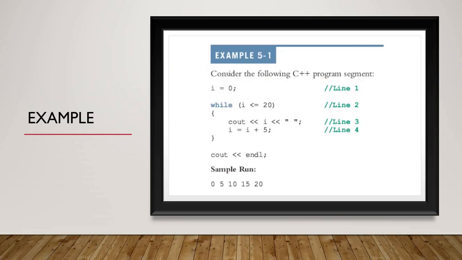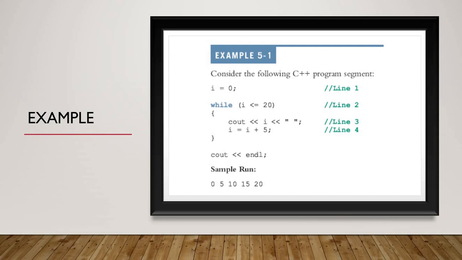For example, let's look at this one. I equal to 0, so I will be initialized to 0, and then we have the condition: the keyword while, and in brackets we have I less than or equal to 20. This is the condition for the loop control variable. The I variable is used as a loop control variable. It will control how many times the loop will be repeated. The statement in the loop body will be repeated.